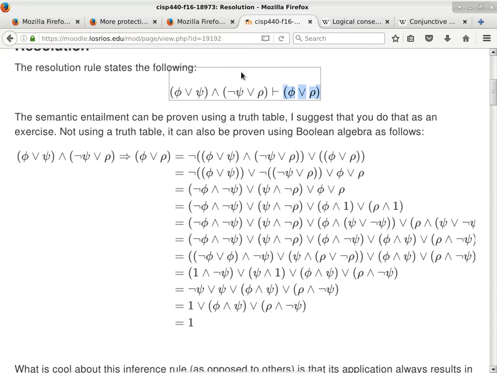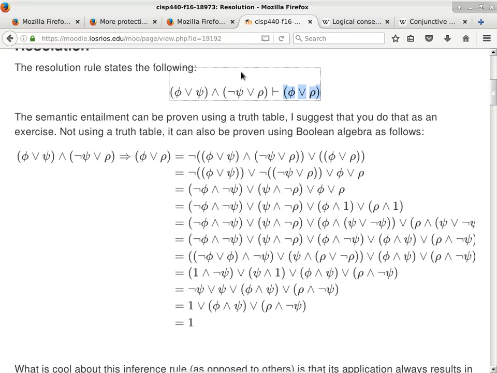So the idea is that we have a whole bunch of these inference rules? We only have one single inference rule. That's the beauty of this inference rule: instead of using a gazillion inference rules, we only need one to prove theorems. And do we just figure out which one we need? No, we just need to figure out which two expressions to apply the resolution rule to.